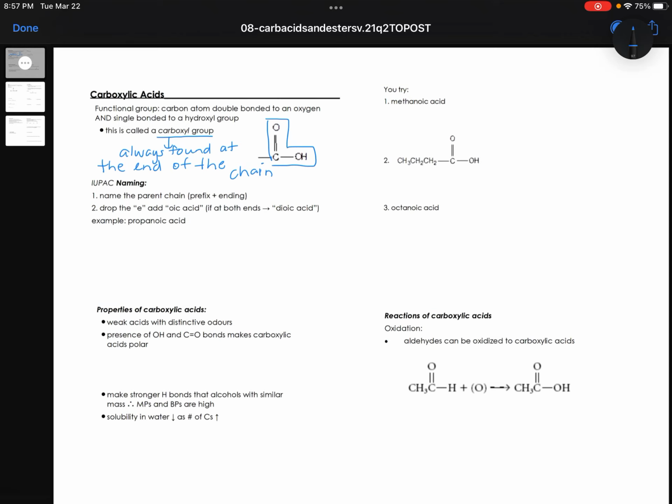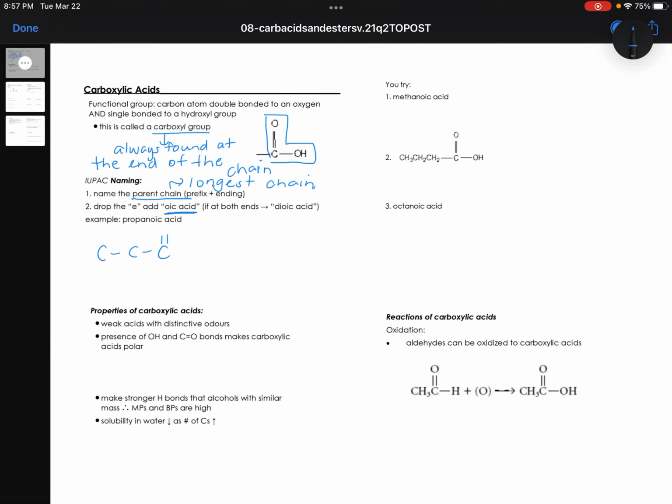Okay, so when you name a carboxylic acid, you drop the ending and add oic acid. So we're still doing the same thing. You're going to name the parent chain, which of course will be the longest chain. Propanoic acid is 3 carbons. And it's up to you. If you have been using the right-hand side as the end of the chain or the left-hand side, that does not matter. You draw the double bond O as well as an OH.